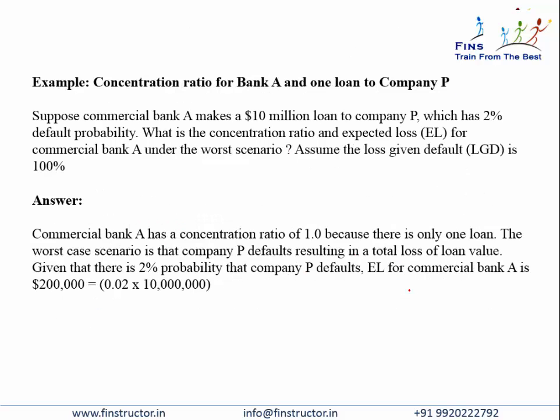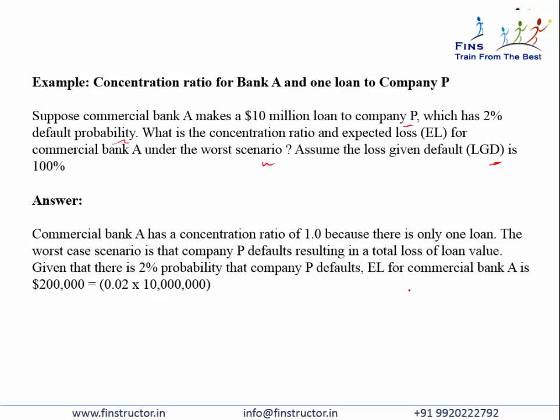So let's do an example and understand. Suppose a commercial bank A makes a $10 million loan to a company P, which has a 2% default probability. What is the concentration ratio and expected loss for commercial bank A under the worst scenario? Assume the loss given default is 100%.